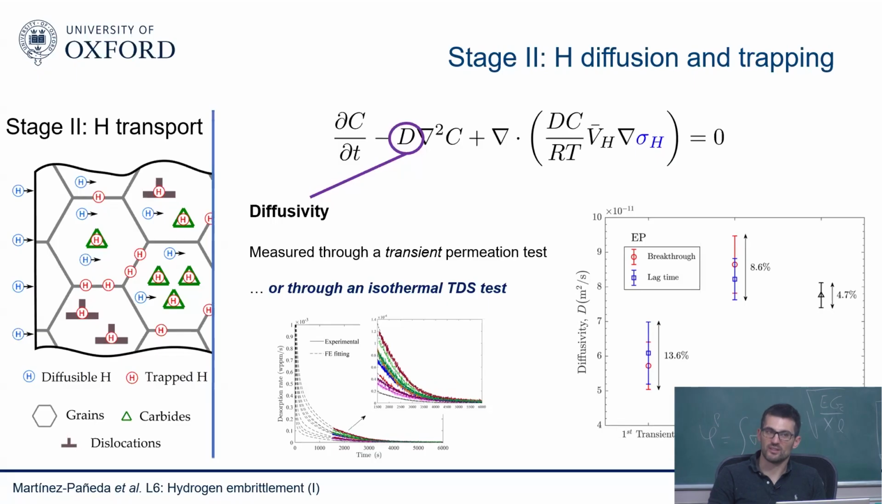For example, if you think of fatigue, when you're doing fatigue loading, what matters is the ratio between the loading frequency and the time that it takes for hydrogen to move within that cycle. That's governed by diffusivity. So there, you may want to be a bit more precise. But it's true that in many engineering applications, the right order of magnitude is enough for us.